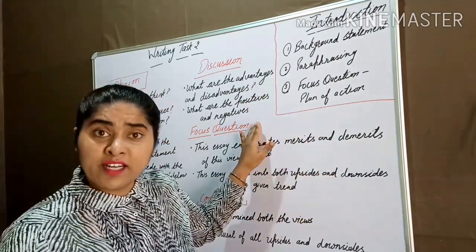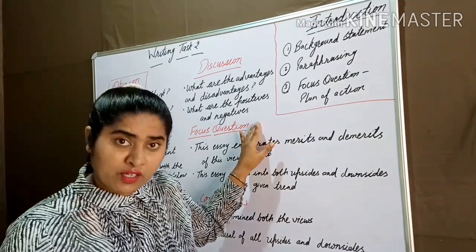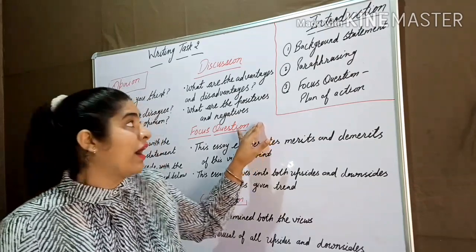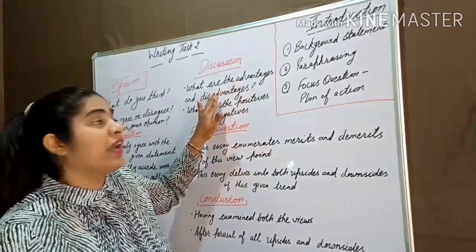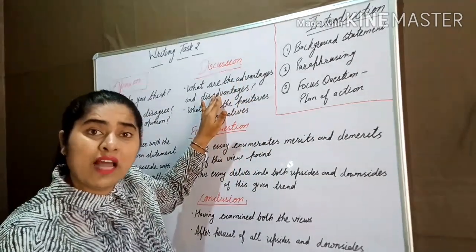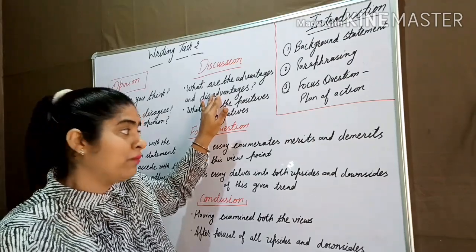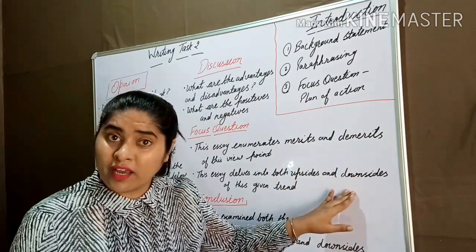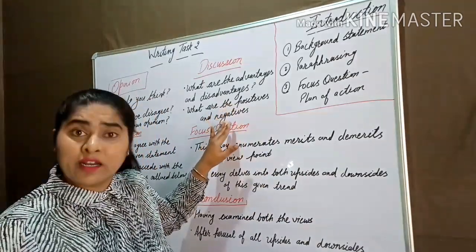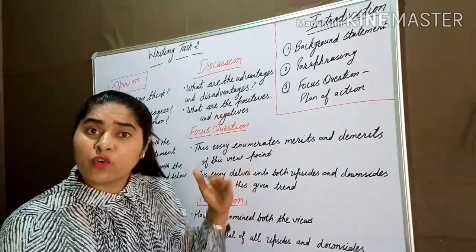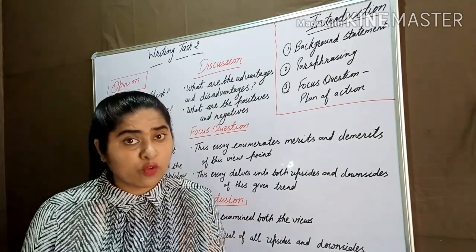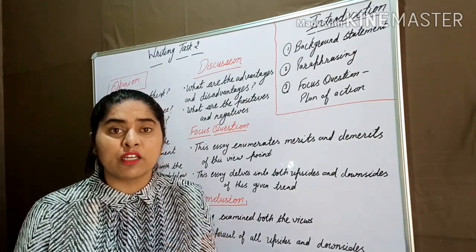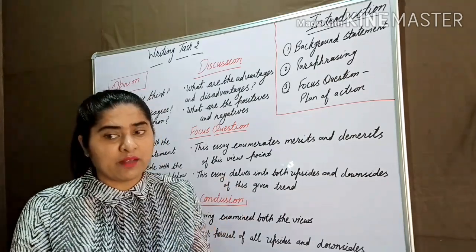Whatever words are written in the discussion based question type, you cannot repeat the same words. If they have asked about advantages and disadvantages, then you will have to use a synonym like merits and demerits, upside and downside, positives and negatives. So always try to use synonyms in your focus question. Do not repeat the same word given in your IELTS question type.